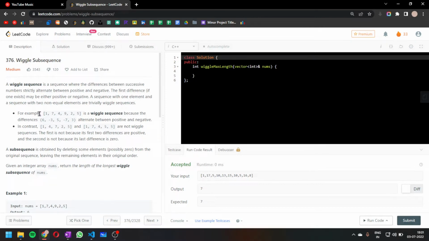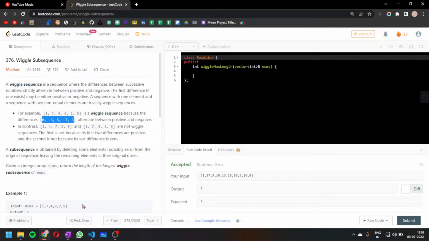In this we have to take the maximum possible subsequence in this array, such that if we subtract the elements, one difference gives us positive, and then the next subtraction gives us negative. So we want to take a subsequence such that after we take the difference of elements, it looks something like this, alternating positive and negative numbers. And we want to take this maximum.